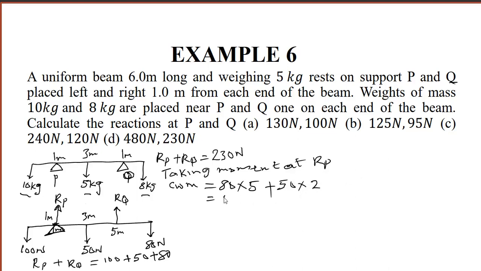So that will give us 80 times 5, that's 400, plus 50 times 2, that is 100. That will give us 500 Newton. So that's the clockwise moment. Now let's go to the anti-clockwise moment. Now, for the anti-clockwise moment, the 100 Newton force is at a distance of 1 meter from the knife edge.